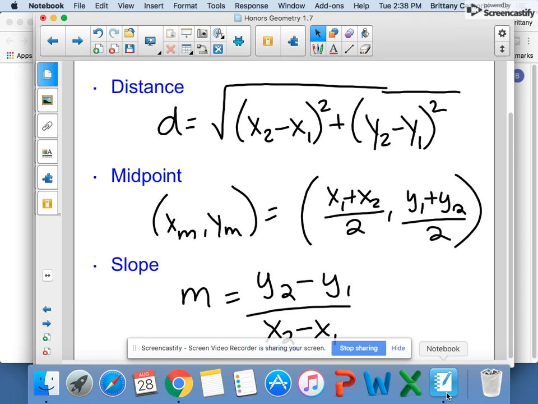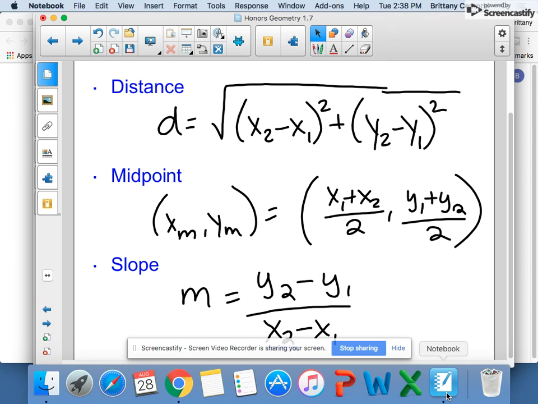Okay, so for our formulas for algebra, we're going to look at distance between 2 points, finding the midpoint between 2 points, and then finding the slope of a line. So go ahead and pause this section here, and I just want you to copy down the formulas.